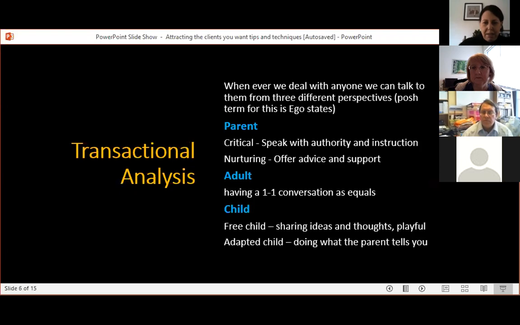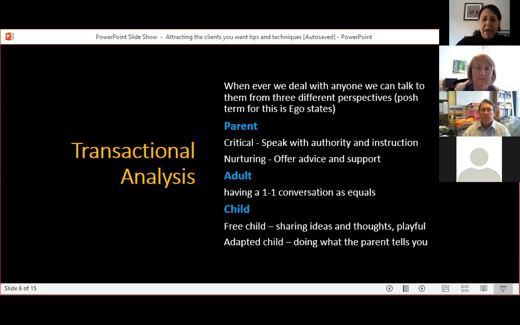way back in the years. And I love this model because I think it's a really simple way of looking at things. So whenever we talk to anybody, we can talk to them from three different perspectives. Posh term for that is called ego states. And there's three of those. And any of you out there with children will recognise the first one. This is the parent. And if you are talking to somebody from a parent state, you've really got two options there. And you'll probably find that you go between the two of them. You go from the critical parent, where you're criticising them, but you're speaking with authority and instruction.